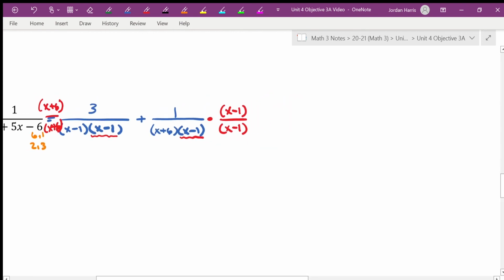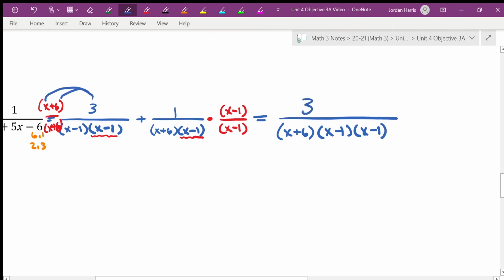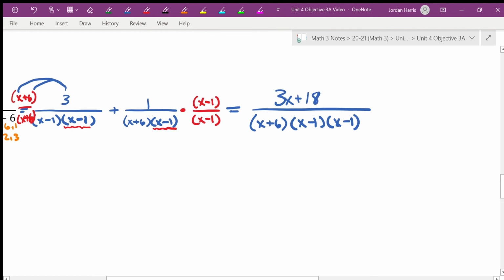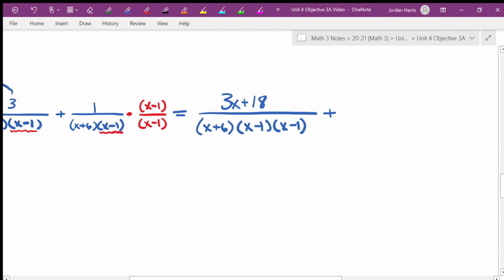All right, and you can see when I do that, the bottom becomes x plus 6, x minus 1, x minus 1. The top becomes, distribute, 3x plus 18. Remember, we only distribute on the top because we got to combine things. Plus, this one becomes x plus 6, x minus 1, x minus 1. Notice they are the same. But I only needed 3 of them, so I only had to add one more factor to each one. So that's a nice little thing to pay attention to. So I get 1x minus 1.